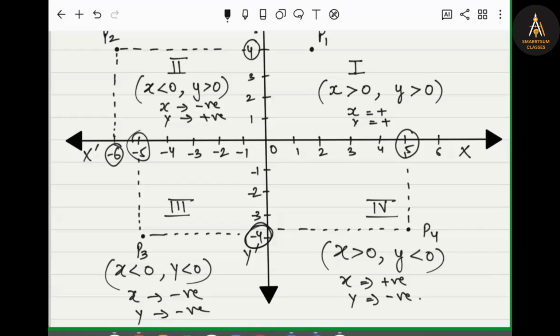Okay, so these are the quadrants. The coordinate axes divide the Cartesian plane into 4 regions, which are called quadrants, and we can see the different values of x and y in these 4 quadrants. I hope this is clear to you.